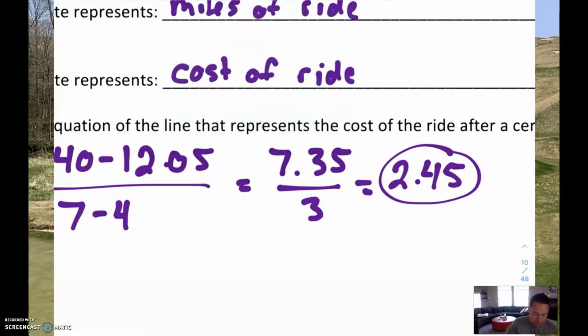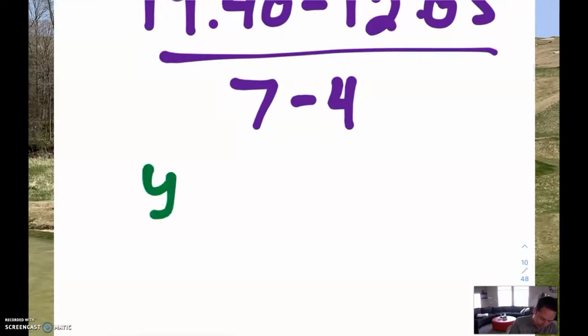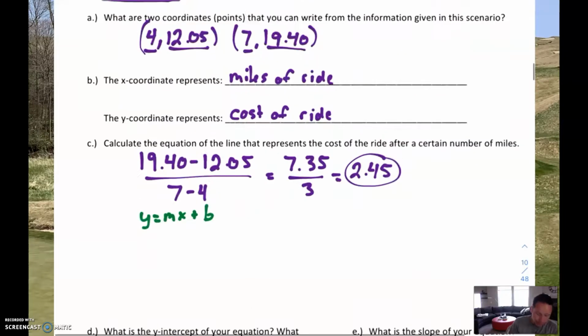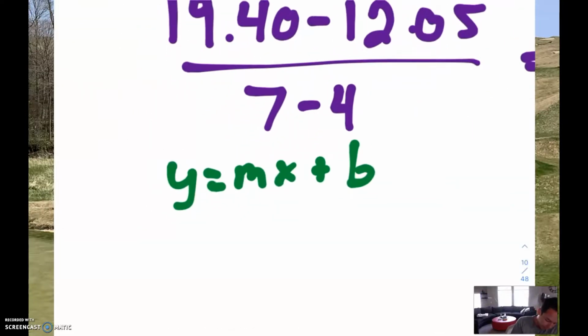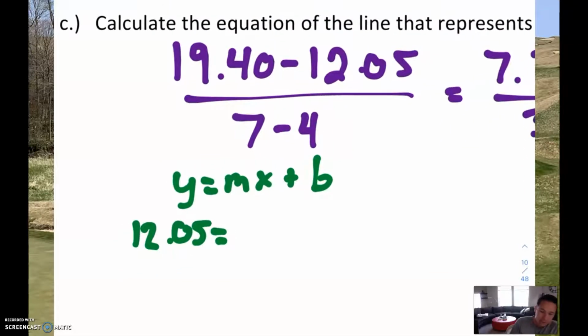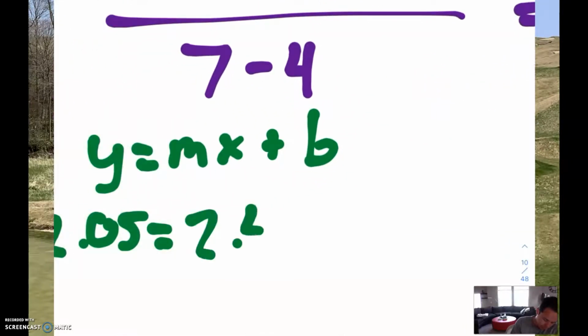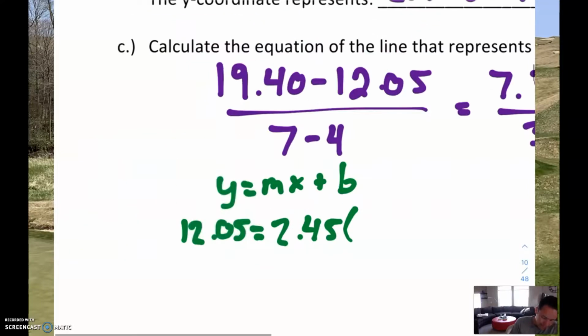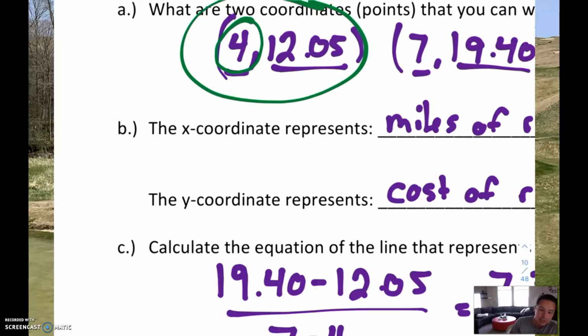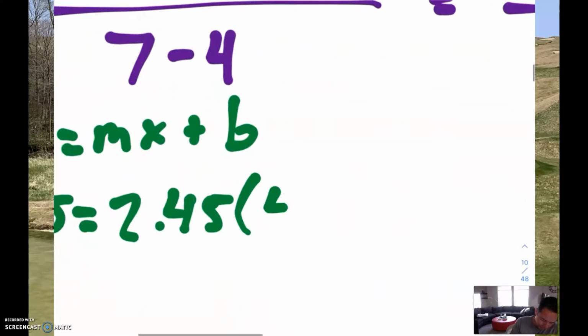Let's move on to finding our y-intercept. We're going to start with y equals mx plus b. And you can pick either of these two points. I'm going to pick the first one. The y-coordinate is going to be 12.05. The m represents the slope. That's what we just found over there. That's 2.45. The x is the x-coordinate from this point, which we see as a 4. So we replace that with a 4, and we still have plus b.